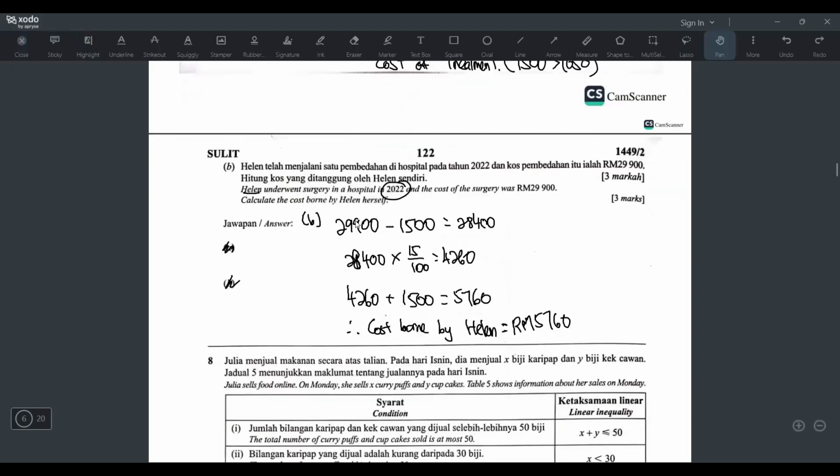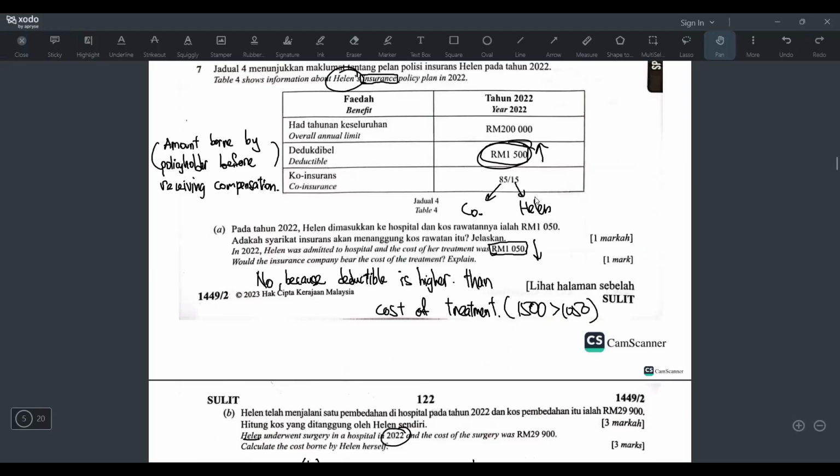Okay, if they ask for company, you will also take 29900 minus 1500. But the next step is 28400 times 85%. And after you times with 85%, that's all. Sudah siap already. Kalau dia nak company punya lah. Because company punya step dia macam ni, right?